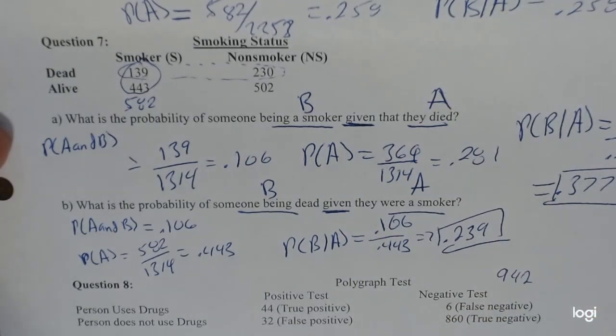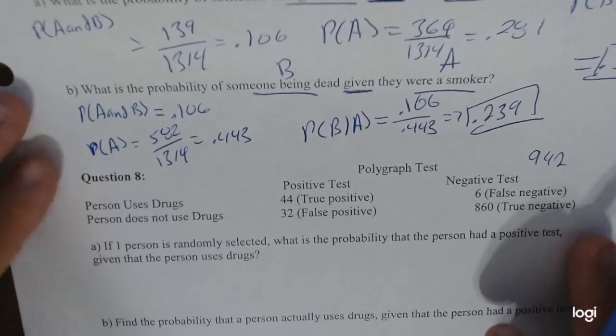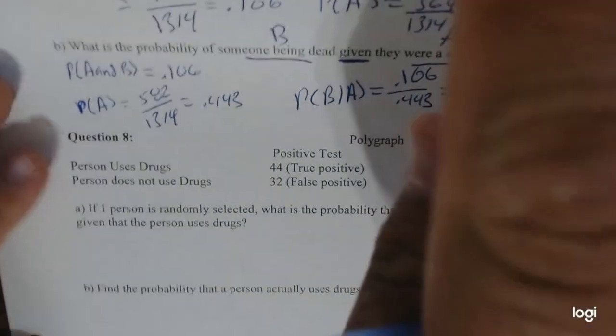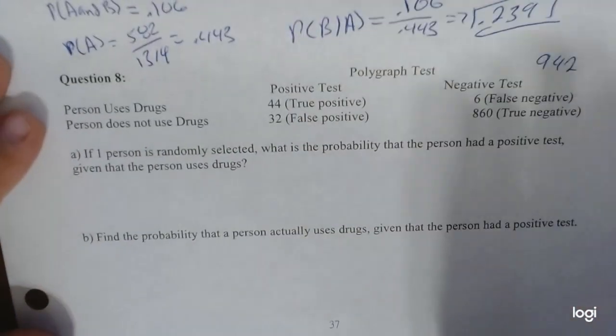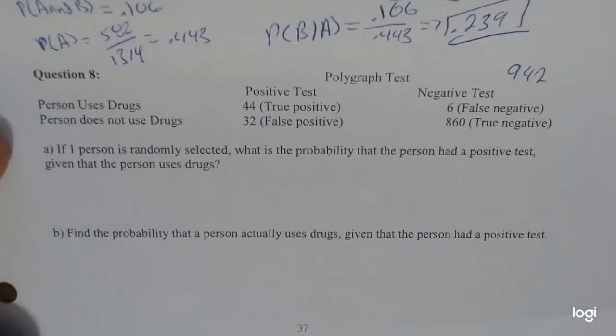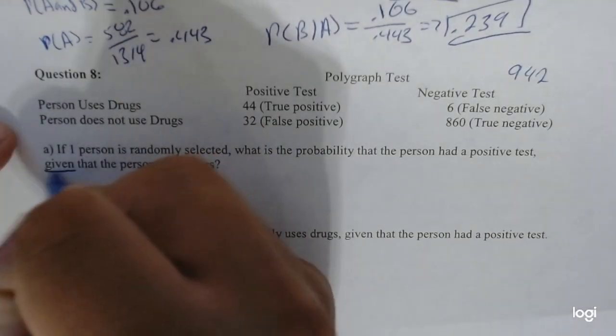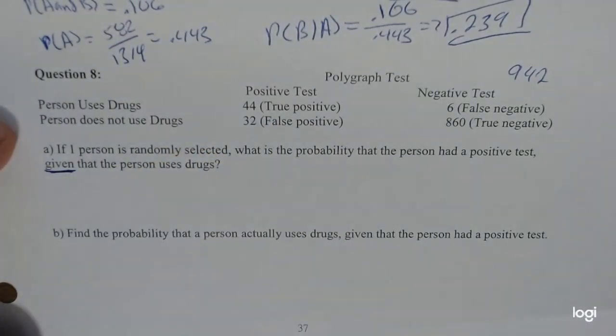Okay. And now, lastly, we go to our final example here, Example 8 on the bottom. Example 8 goes back to our polygraph test, a little different type of test in this case. So uses drugs, doesn't use drugs, positive test, negative test. So A says, if a person is randomly selected, what is the probability the person had a positive test given the person uses drugs? So again, what is our event A and what is our event B in this case?